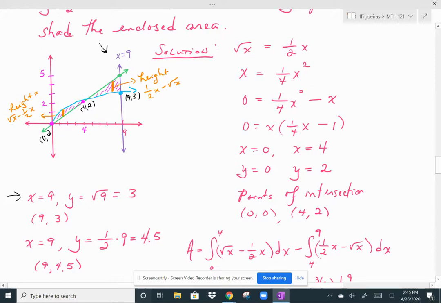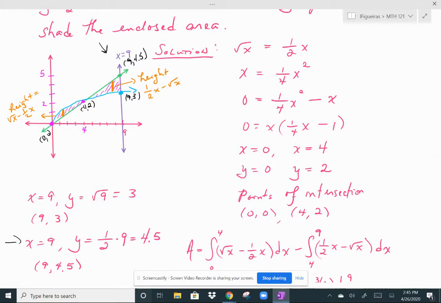Then you do the same thing with the linear function 1/2 x. When x is 9, y is 9/2, which is 4.5. So that's the point right here in green. So this is (9, 4.5). And so you connect the two points of intersection in this pink purple color to the one in green, which is (9, 4.5). And there's the line y equals 1/2 x.